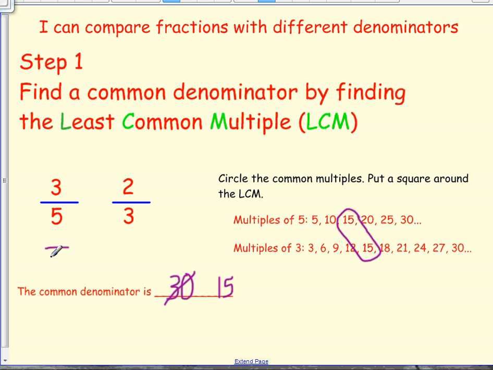Now we can take this even a step further. We can say, okay, well, if we have 15 as a common denominator, we're going to turn 3/5 into a fraction that has a denominator of 15. So 5 times what equals 15? 3. So then we have to multiply 3 up here by 3, and we'll get 9. Same here, 3 times what equals 15? 5. 2 times 5 is 10. So in this case, 2/3 is larger than 3/5.